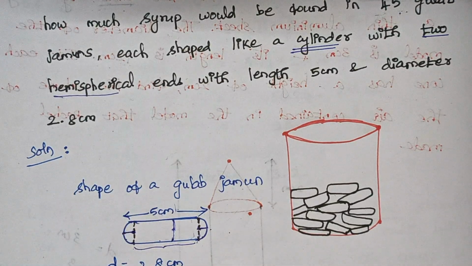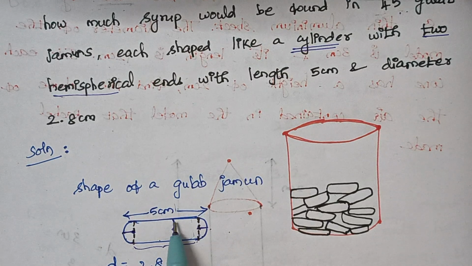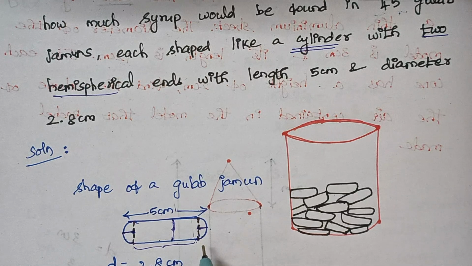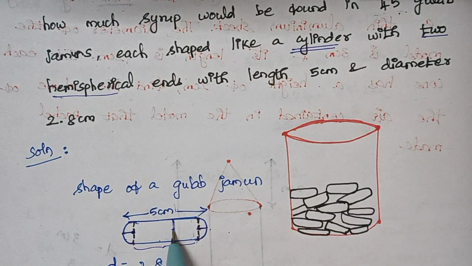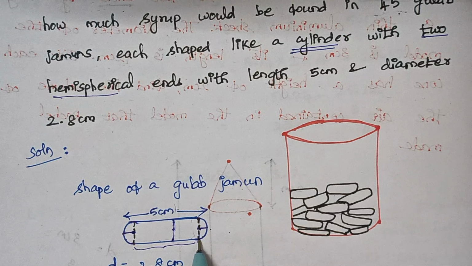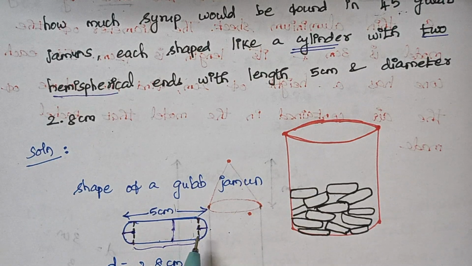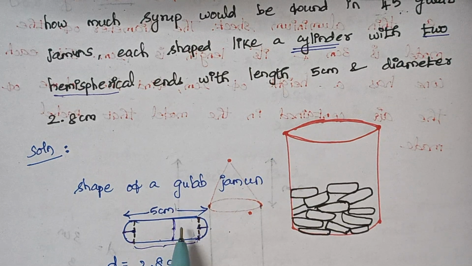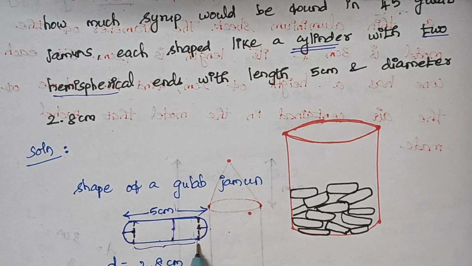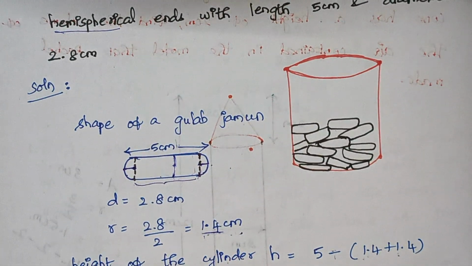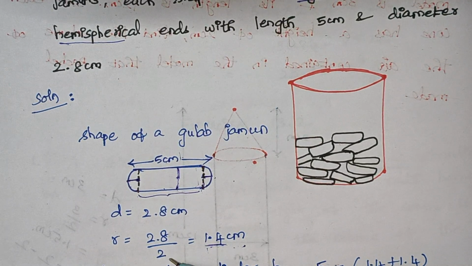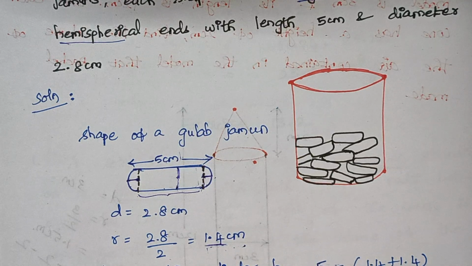The diameter of the cylinder as well as the diameter of the hemisphere are the same, because this is similar to this. First we are going to find the radius. The diameter is 2.8, which stands for the cylinder as well as for the hemisphere. The radius is diameter divided by 2, so it is 2.8 by 2, which is 1.4 centimeter.